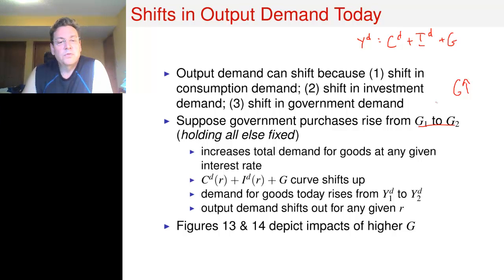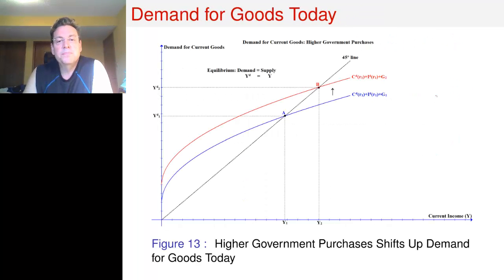And this curve, the consumption plus investment plus government spending curve, is going to shift up. And that's what we see here. So G2 is larger than G1, and it's the higher G that causes this curve to shift up. So we move from an equilibrium at point A, where income level Y1 generates demand YD1, to a point B, where income level Y2 generates demand YD2.